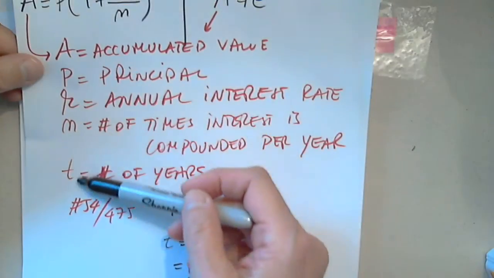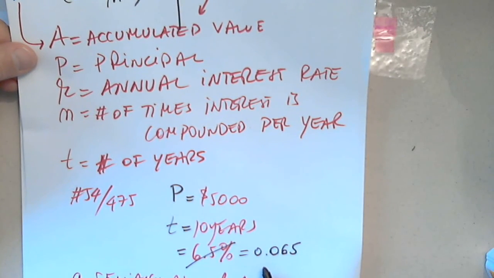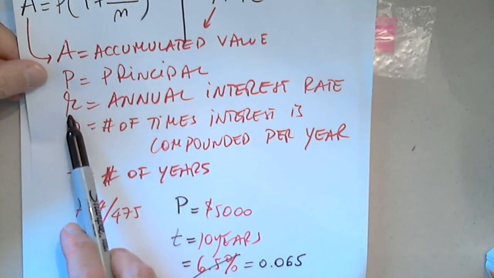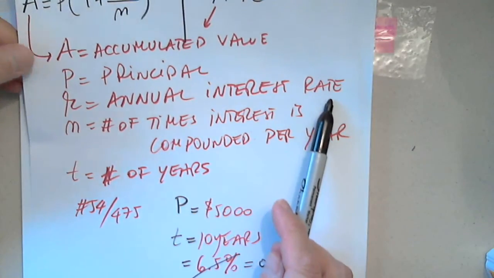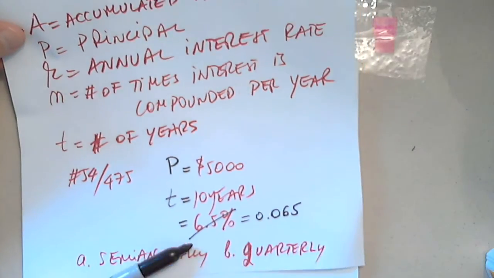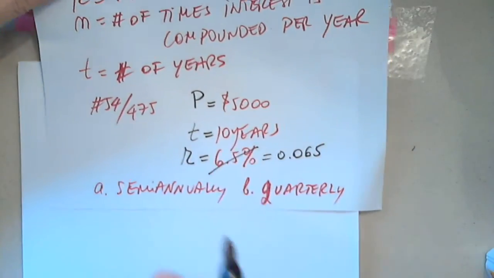Which one is this? It's going to be the accumulated value, right? For A, it's the annual interest rate. We do not have the accumulated value. So, 6.5, yes, annual interest rate. So that's a little r.